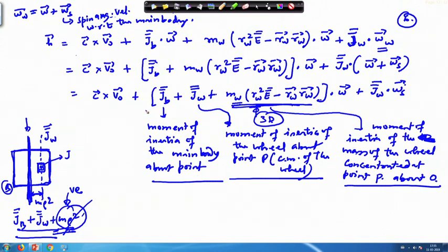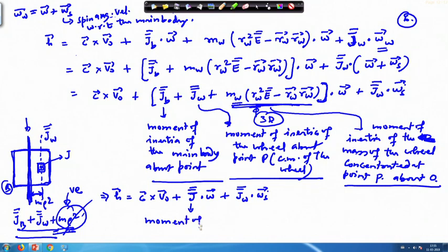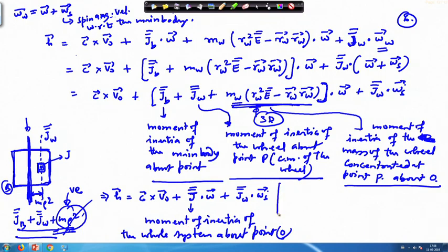So, therefore, the quantity in the bracket is the moment of inertia of the whole body about the point O. So, this gets reduced to, this implies H can be written as C cross V 0 plus J double bar dot omega plus, so this is the moment of inertia of the whole system about point O. Whole system means the main body plus wheel.